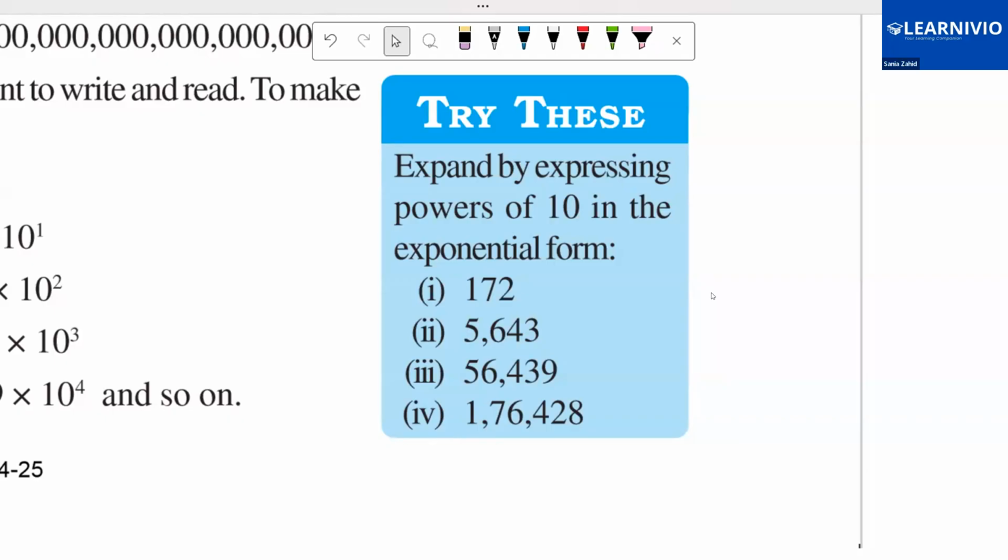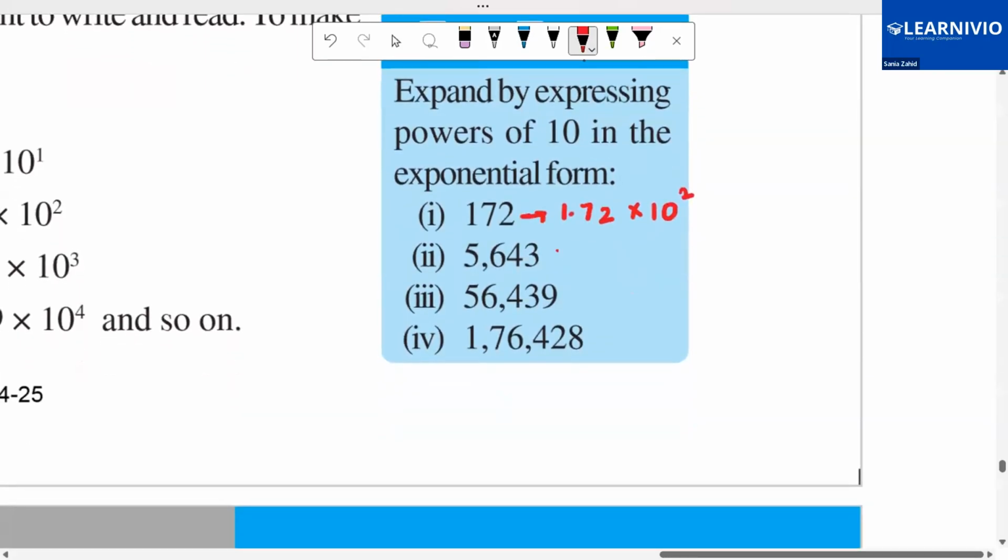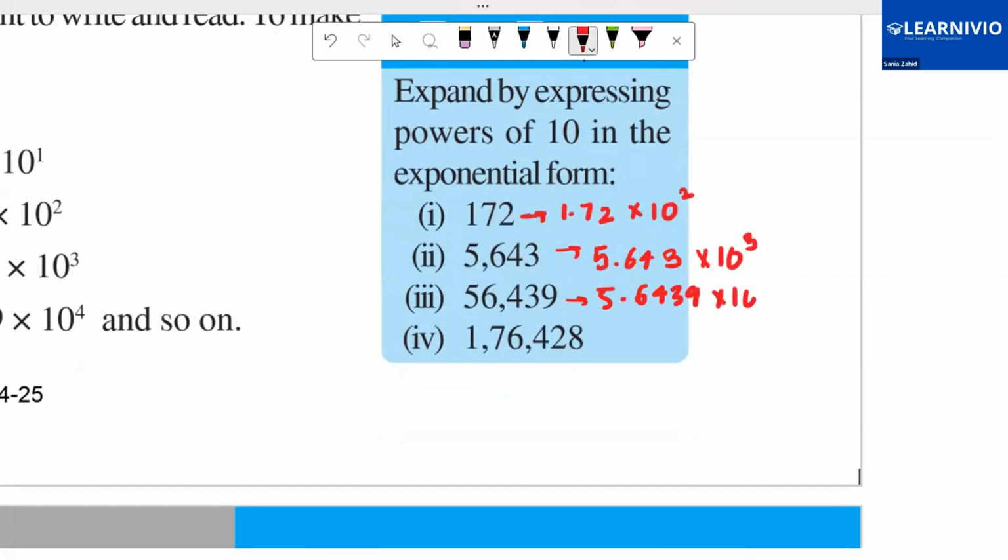Done, ma'am. Okay, so let's discuss. First of all, you have 1.72 into 10 to the power 2, right? Yes, ma'am. Next you have 5.643 into 10 to the power 3. Next you have 5.6439 into 10 to the power 4. Next it is 1.76428 into 10 to the power 5. Okay?